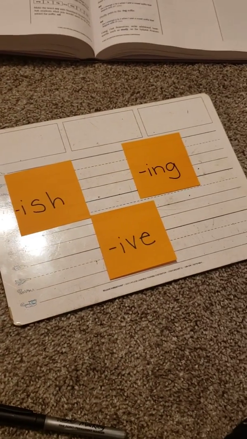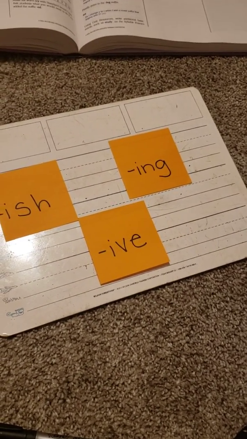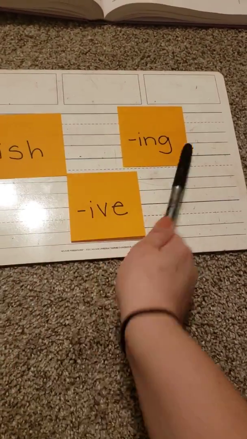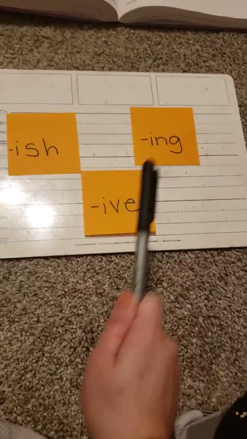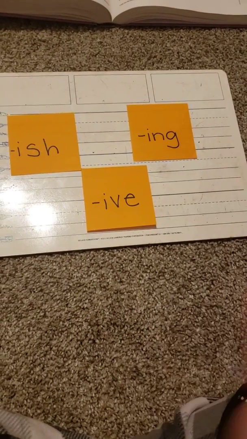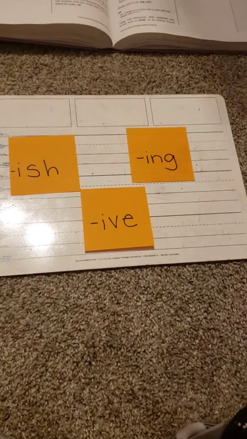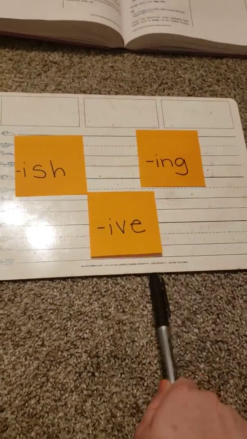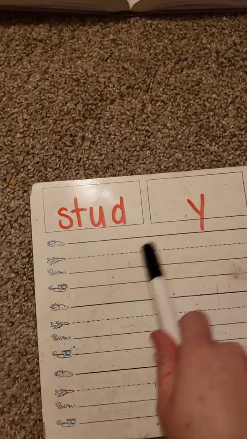All right, can you get this one? Will you change the Y to an I if you add a suffix that starts with an I, like -ish, -ing, or -ive? I hope you said no, and don't make the mistake that Miss Miranda made. Because no, that Y stays as a Y, and then you add the suffix. Okay, so now you have the word study.